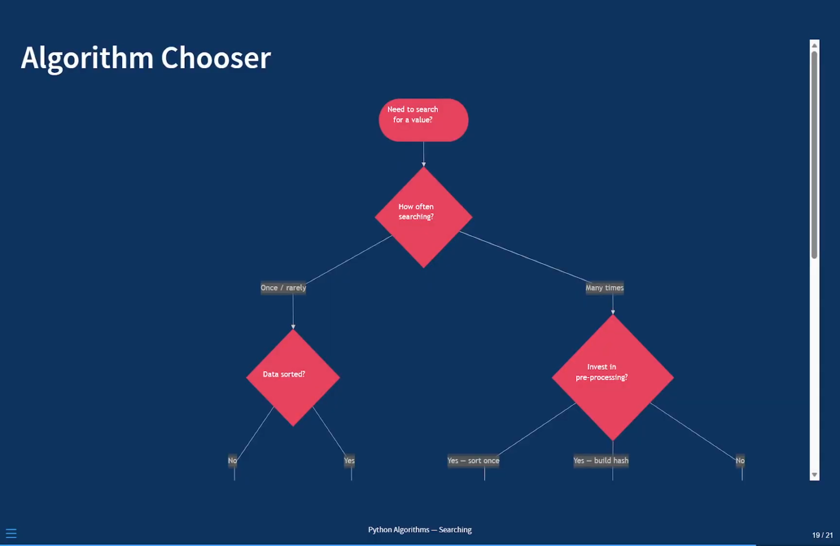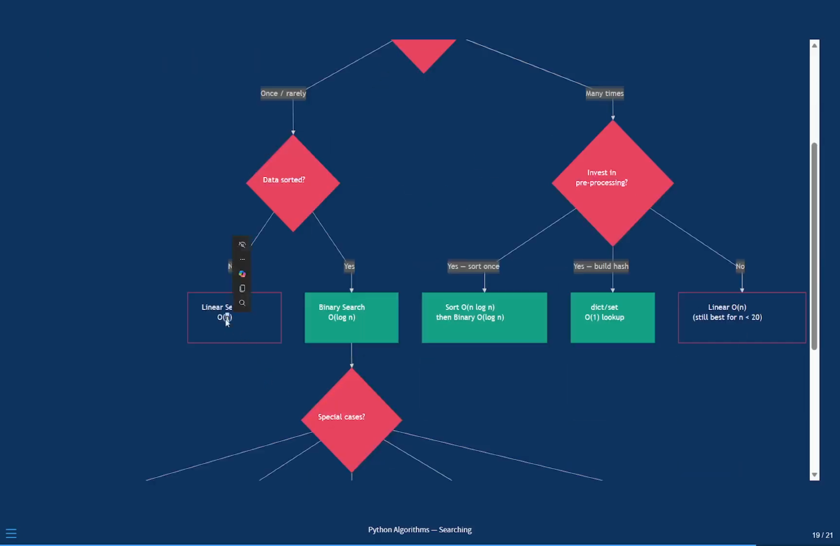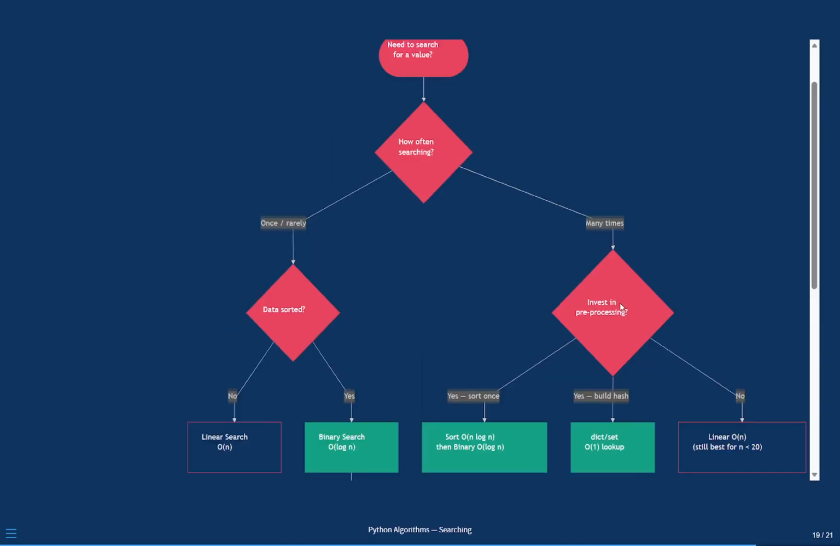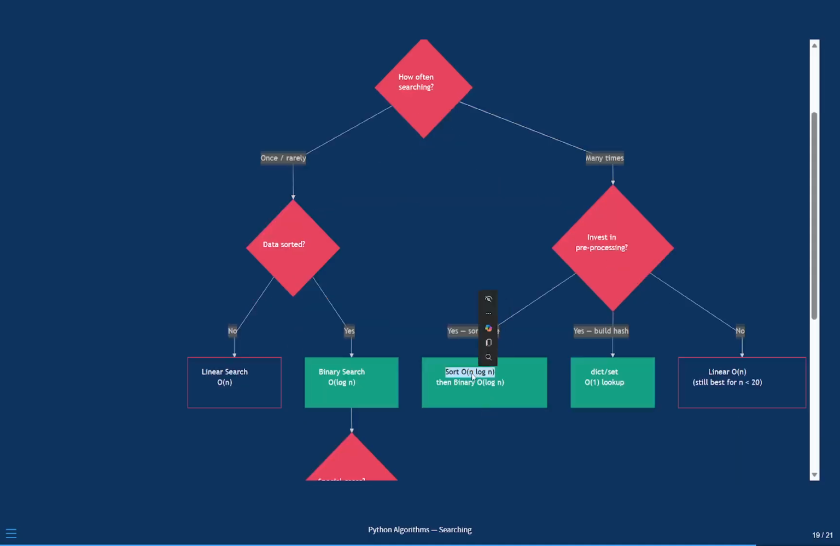Click. Start at the top. How often are you searching? Once or rarely. Is the data sorted? No: linear search. Yes: binary search. Many times. Worth investing in pre-processing? Sort once, then use binary for O(log n) per query. Build a hash table for O(1) per query. No pre-processing: linear at O(n). Still fine for small n below about 20 elements.